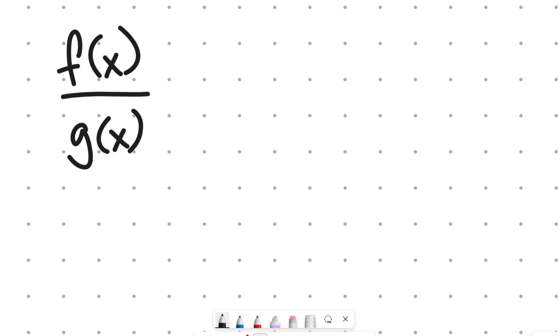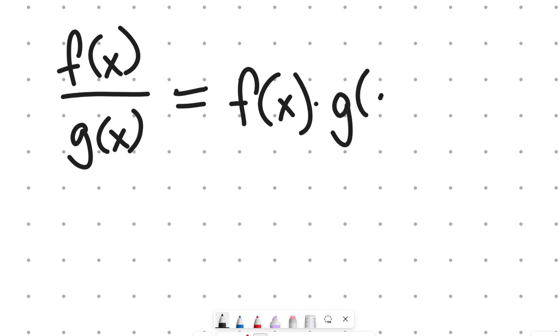Now, if we talk about the function f of x and the function g of x, they are two different functions, so they have different types of worlds if we talk about mathematical functions. Now, we can also express this quotient as a multiplication of those two factors, so we can write it as f of x times 1 over g of x.